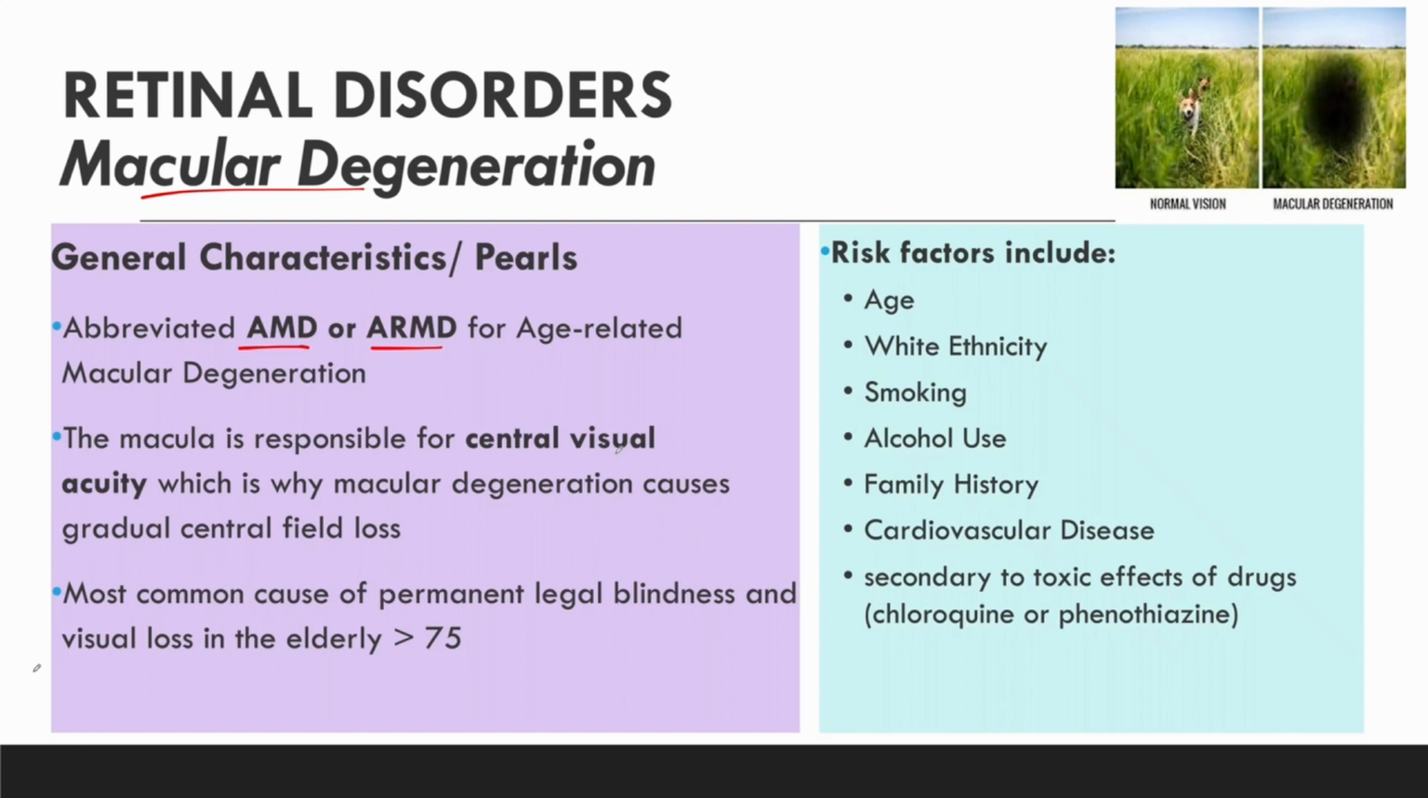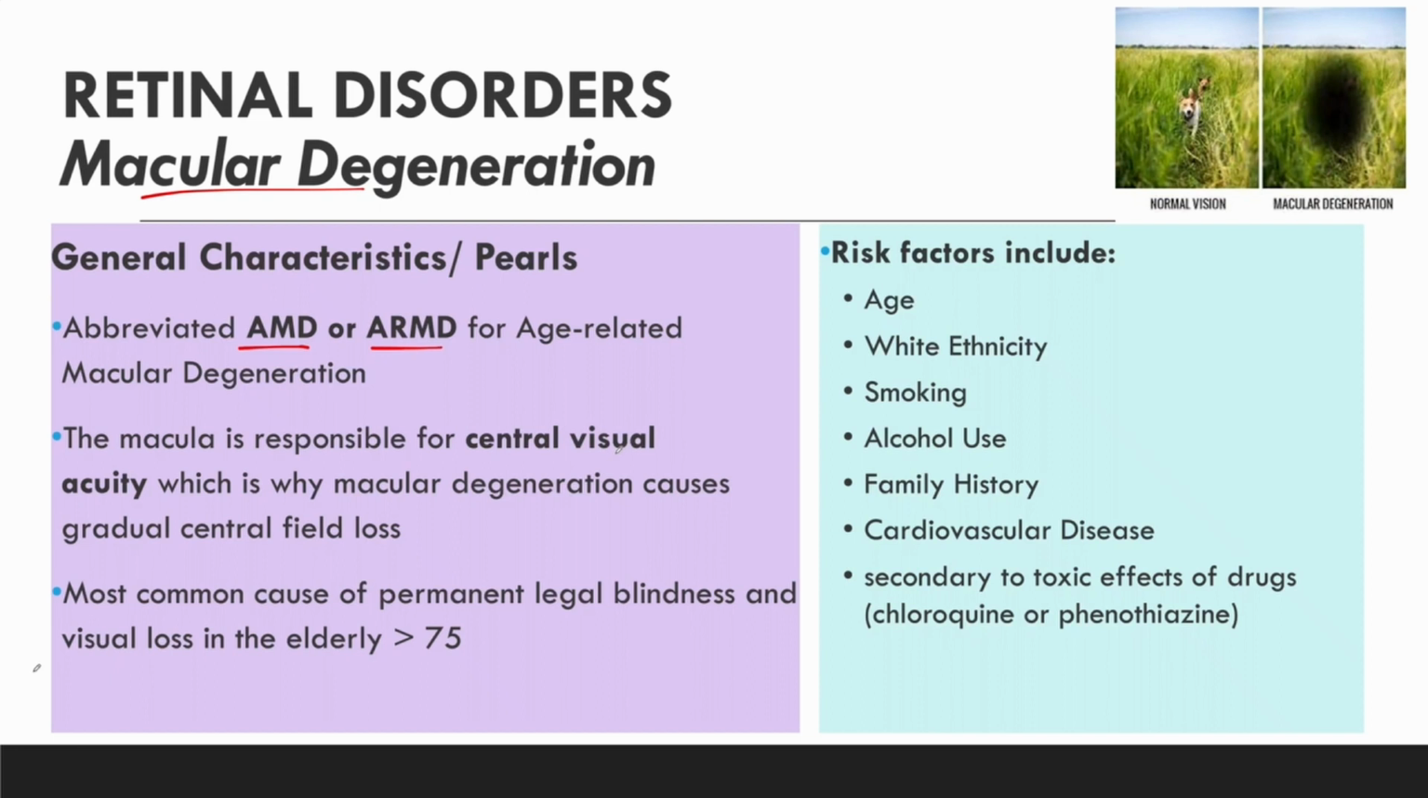So hence, you would come to think that you get spotty or blurred vision in the central fields along the macula. And this is a very common disease of the elderly. So it's the most common cause of permanent legal blindness and visual loss in the elderly. That's considered greater than 75 years old.